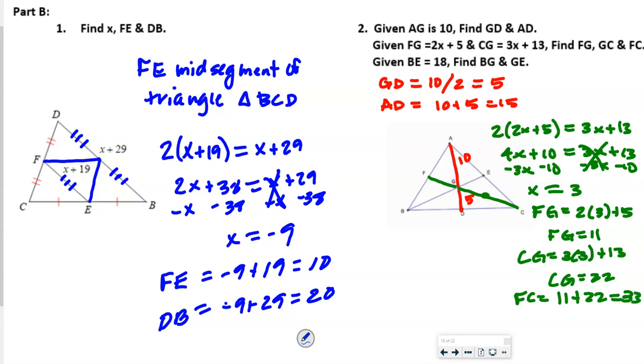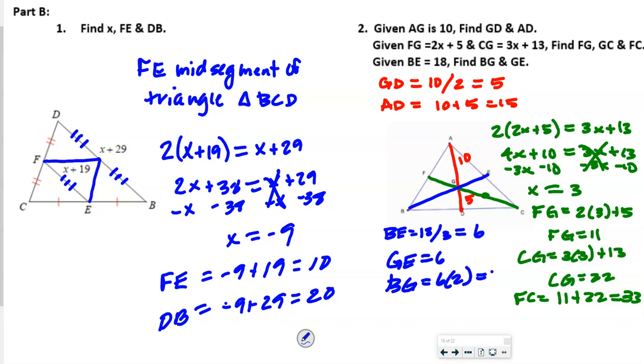Okay? Now for our final part, we are given that BE, the whole length here, is 18. So we're going to take BE, which is equal to 18, and we're going to divide that by 3, and that's going to give us our smaller part, so that's 6. So that means GE, which is our smaller part, is equal to 6, and then our BG would be equal to 6 times 2, and that's 12. Okay?